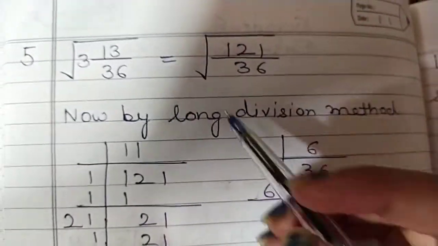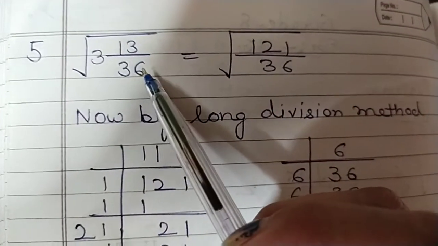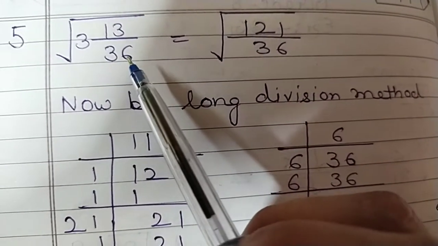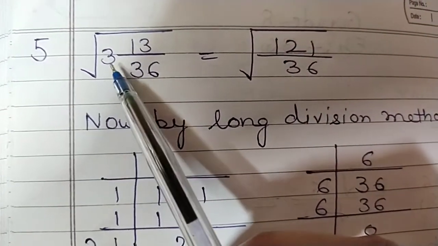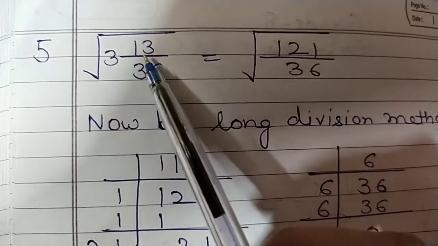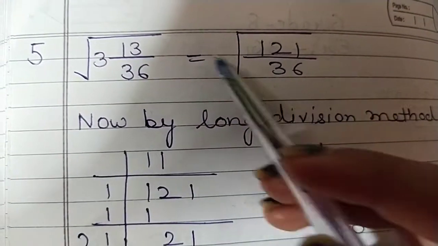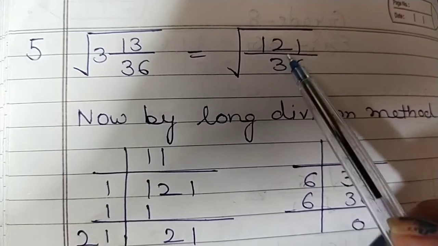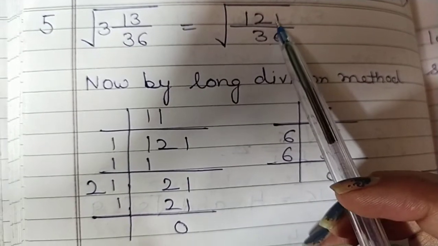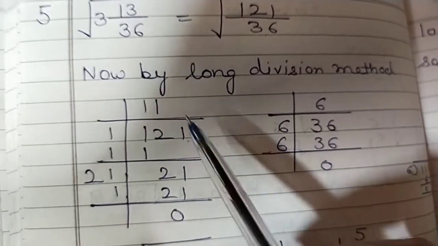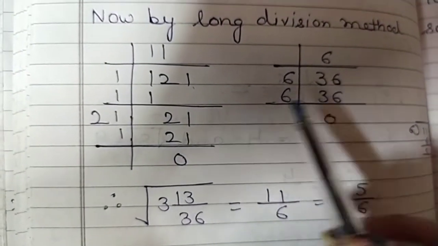After that we solved the under root of a mixed fraction. So first of all we will use the method we use for mixed fractions. 36 multiplied by 3, and the answer we get should be added to 13. So 36 multiplied by 3 plus 13. So it becomes under root of 121 upon 36. Now by using the long division method we find the value of square root of 121, that is 11, and we know under root of 36 is 6. So our answer is 11 by 6.